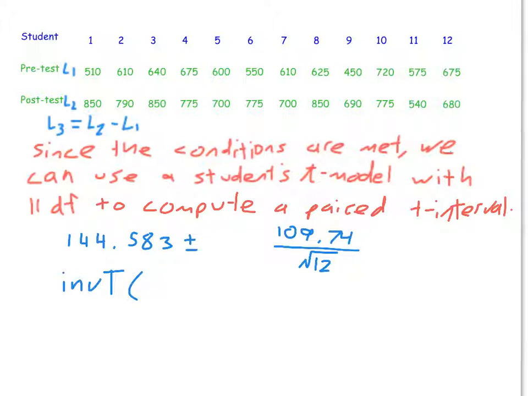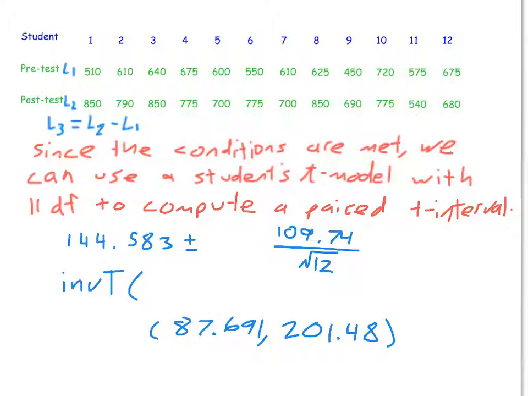Alright, I'm going to write down the interval as well while I'm here. So this is going to be 87.691 to 201.48. And if you got the same thing but negative for both numbers, that's also correct. It all depends on which way you subtracted to find the difference.